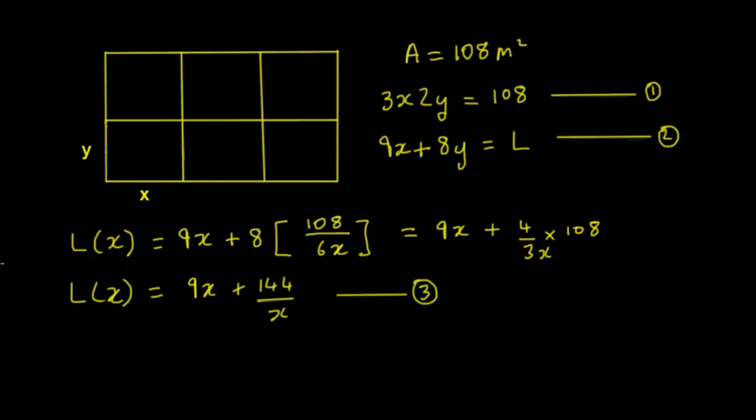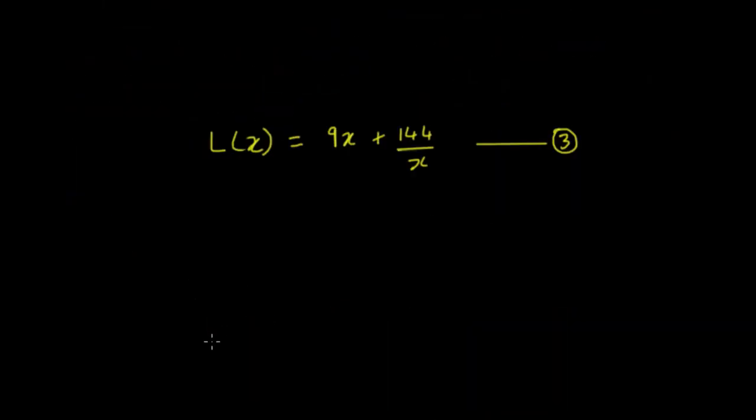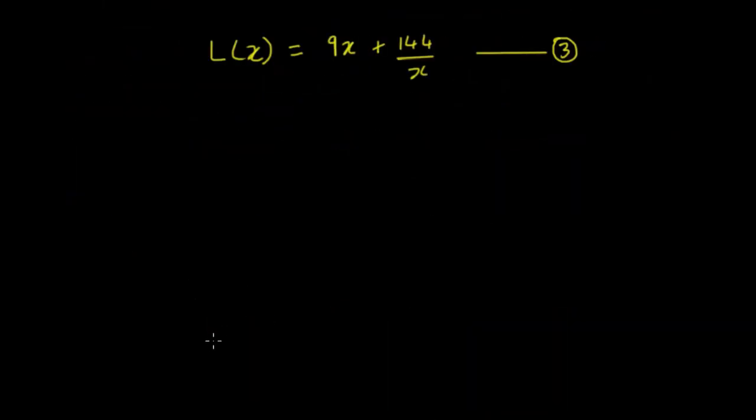So let's take this function here, L of x equals 9x plus 144 upon x, and we'll put it onto the next page and we'll work from there. So what we're interested in finding is the value of x that's going to minimize the length of fencing. So we're going to have to find the rate of change of L with respect to x. That is, we're going to have to differentiate this function here.